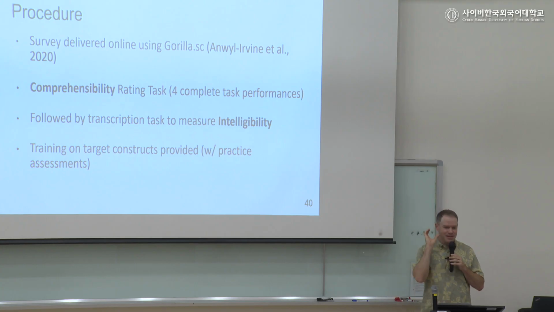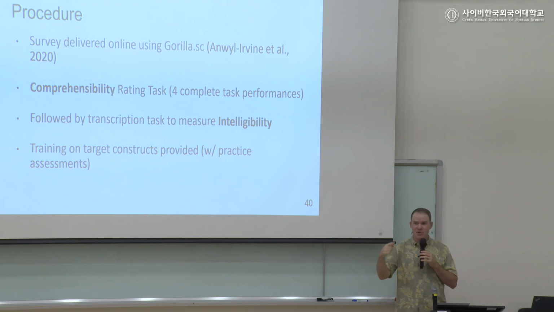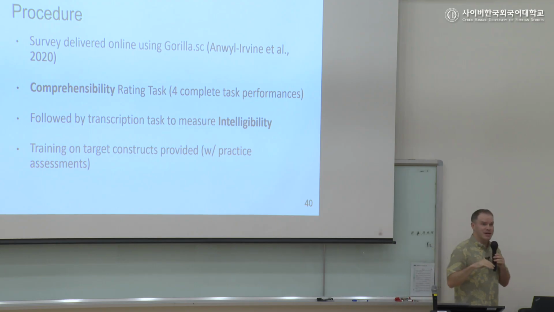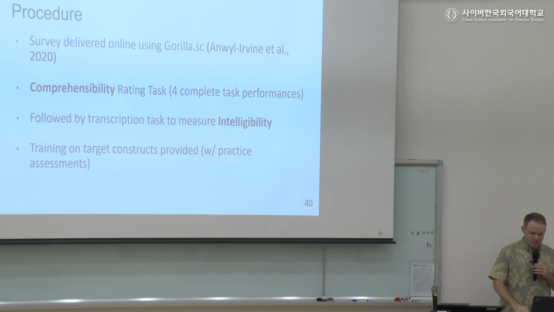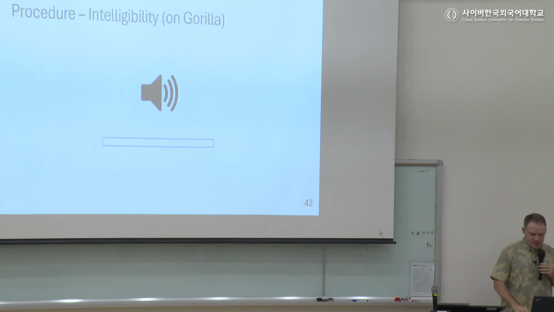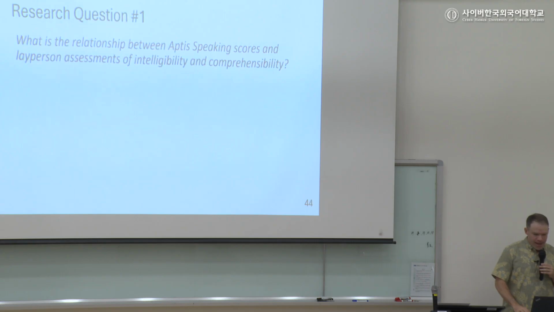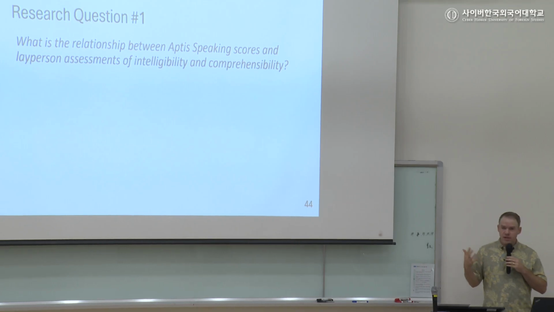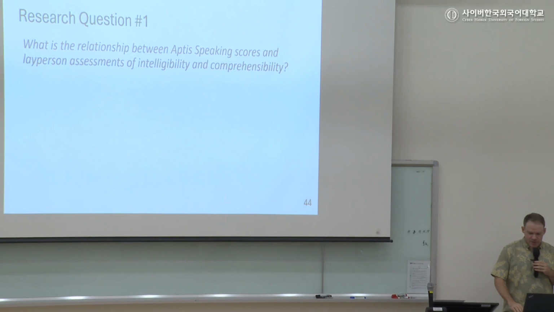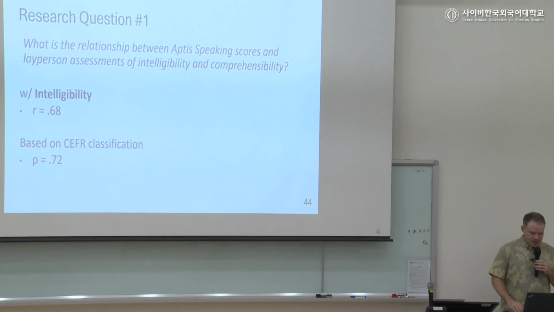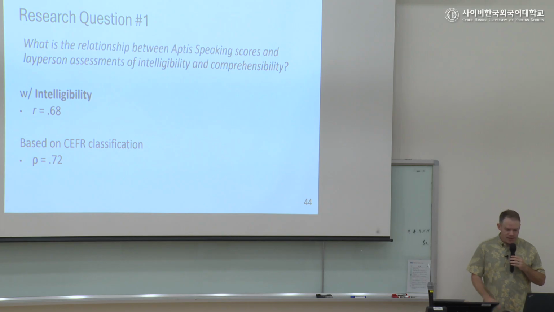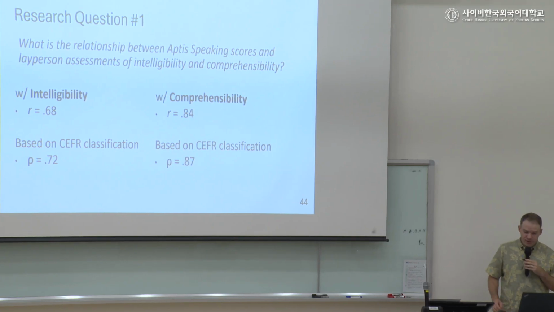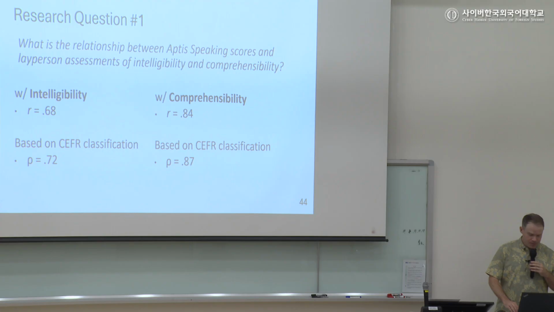So we took somebody's aptness speaking task response, broke it up into smaller chunks that were played one at a time, and people typed what they heard. And that was our measure of intelligibility. And so this is the interface. And we were mainly concerned, what's the relationship between the speaking scores and lay people who just have some sense of what English is in general, how they were able to understand the speakers. And so we found pretty strong correlations with intelligibility and also very high correlations with comprehensibility.